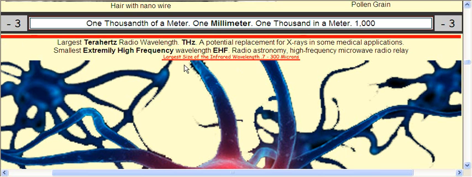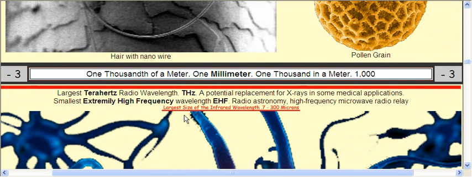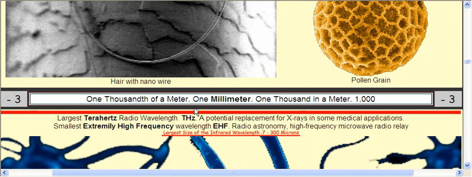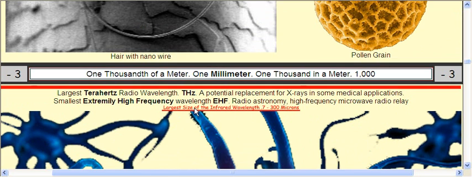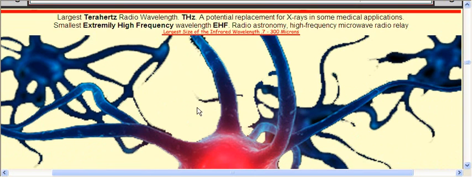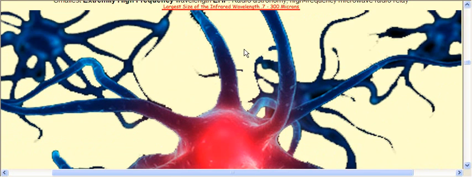So the largest infrared wavelength is maybe a third of the size of the largest radio wavelength. Or maybe I meant smallest radio wavelength, we'll see. And as we recall, this is the largest infrared wavelength. The smallest infrared wavelength is about as big as your eyesight wavelength. I should put the size of the smallest infrared wavelength here.